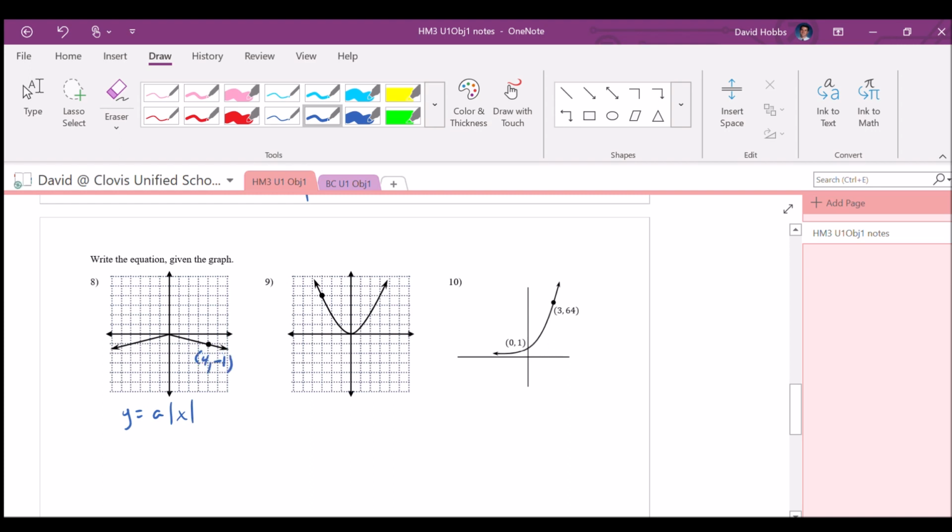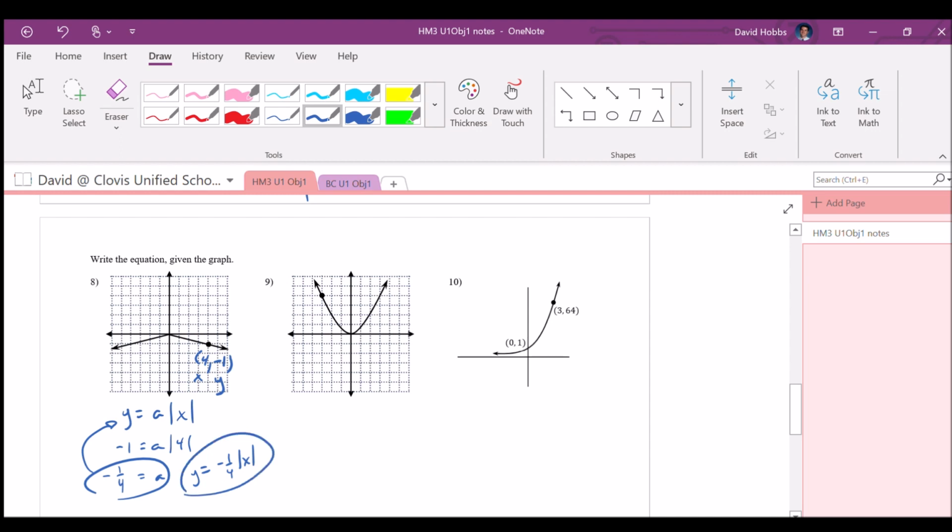Now, anytime you have a point that is on the curve, you have an x and a y that works in the equation. So plug them in. Negative 1 equals a times absolute of 4. What is the absolute value of 4? Obviously, it's 4. So a is negative 1/4. So y equals negative 1/4 absolute value of x.